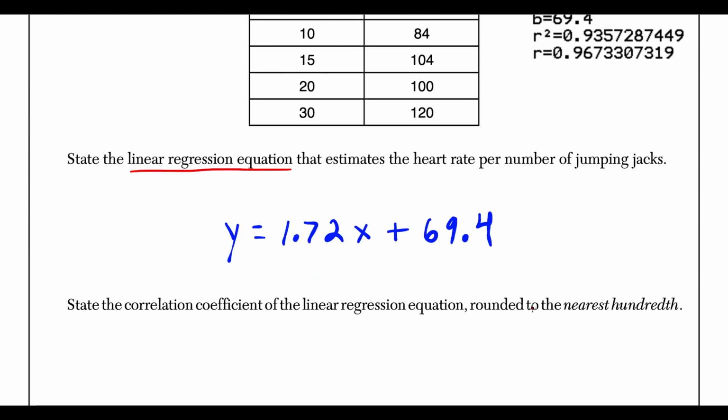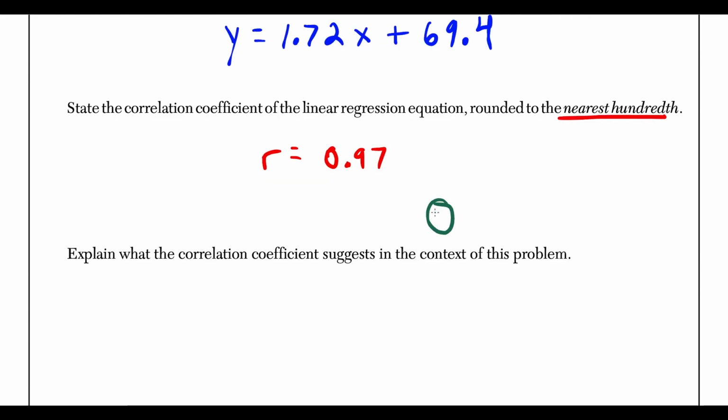So now we want the correlation coefficient, and we're rounding to the nearest hundredth. So that's the r value here. And if we're rounding that to the nearest hundredth, we're going to look to the right of the hundredths place is a 7. So we're going to round this to r equals 0.97. So we have 0.97.